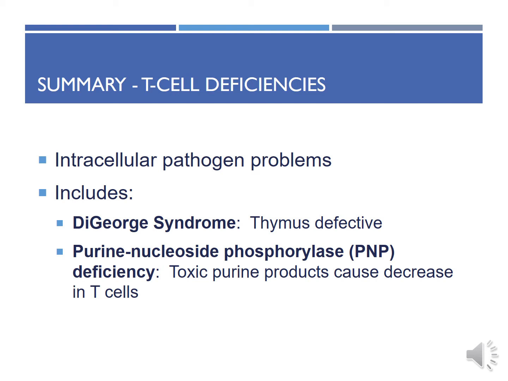So these deficiencies include DiGeorge syndrome, in which the thymus is heavily affected. We have purine-nucleoside phosphorylase deficiency, or PNP, where toxic purine products cause a decrease in T cells because they are not able to mature and differentiate into the different T cells that our body needs to help fight off these intracellular pathogens.